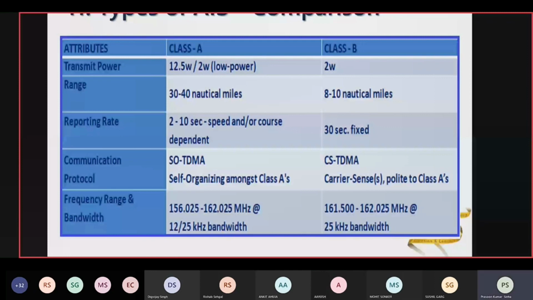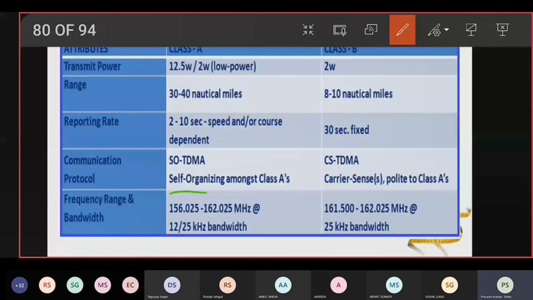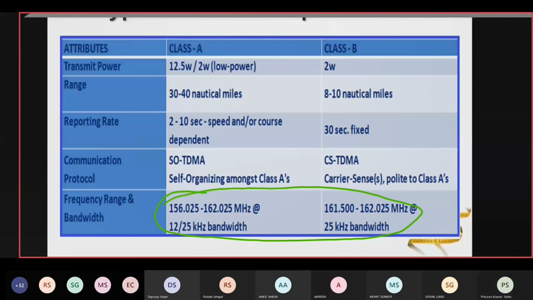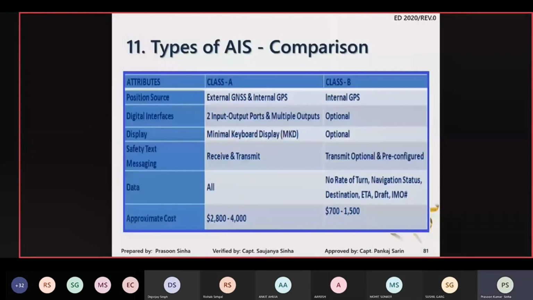Are we good on this? Yes, sir. You can omit this. But for information you can note it down: when AIS transmits, the bandwidth is 25 kilohertz, and it can work on 12.5 kilohertz or 25 kilohertz bandwidth. Class B is only using one bandwidth, which is 25 kilohertz.